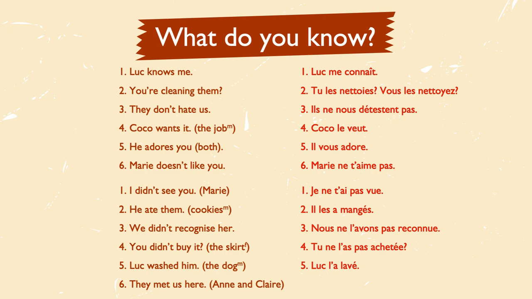And number 6, they met us here. Anne and Claire met us here. Ils nous ont rencontrés ici. So nous, Anne and Claire, that's us. We were met here, so we need an E because we are feminine and an S because we are more than one person.